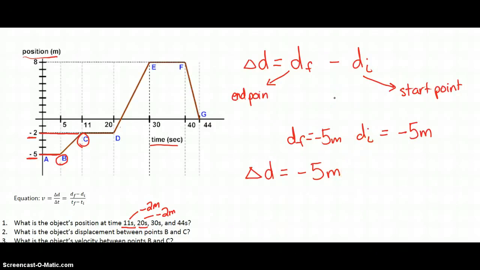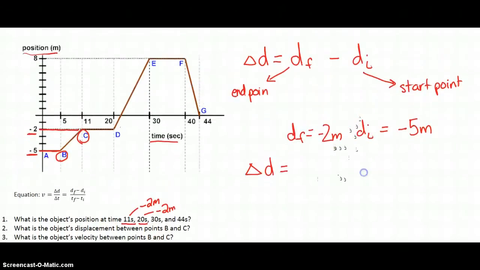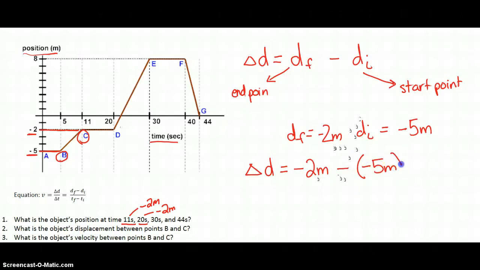Oops, sorry. I wrote that down wrong. Final position was negative 2 meters. Okay, that's 2 meters. Final end position, negative 2 meters minus negative 5 meters. This is the same as writing negative 2 meters plus 5 meters. So delta d, my displacement, is 3 meters. And that's my answer.